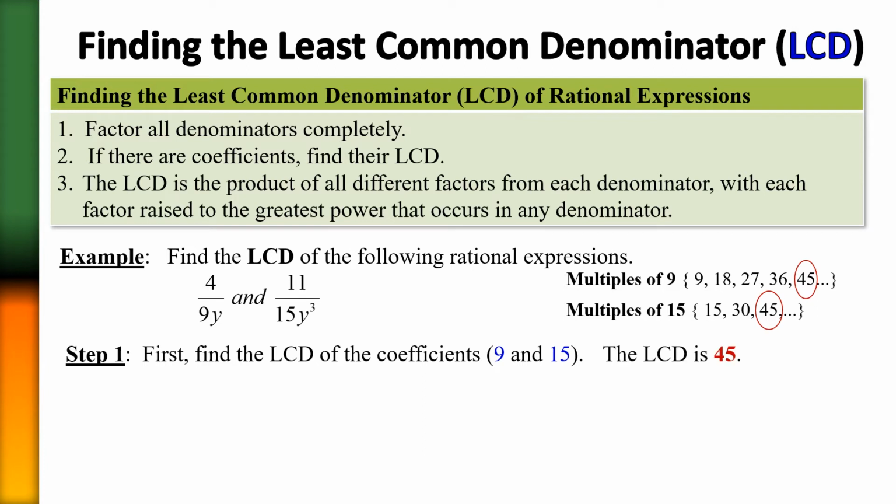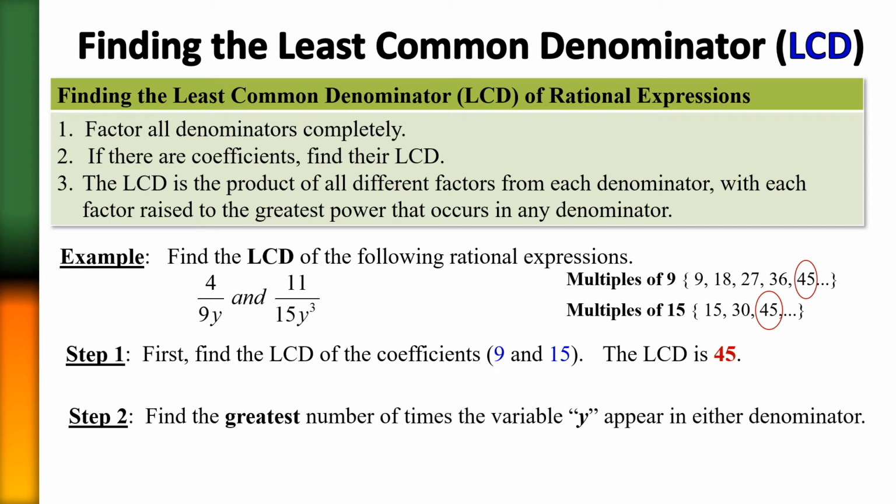We just have one variable here, and that's a y. So what we want to know is, at most, what is the most amount of y's that appears in either denominator? Under the first denominator, we have 1 y. Under the second denominator, we have 3 y's. So at most, we have 3 y's in either denominator. So put it all together. The LCD is 45 y to the third power.